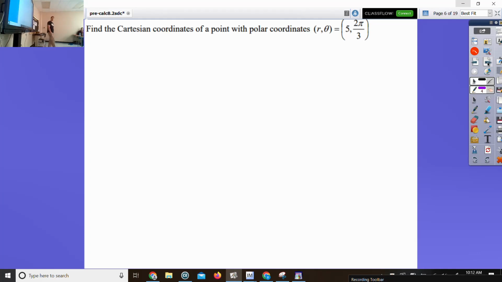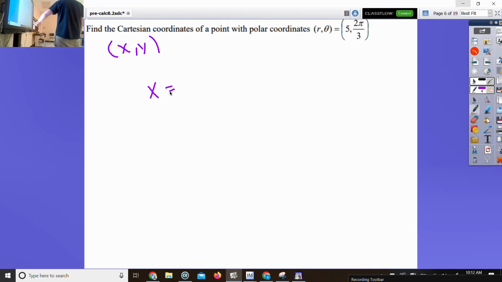Find the Cartesian coordinates. What's that mean, Cartesian? Squares, your x's and your y's. That's what that means. I don't know if that word gets used a lot in school. Most people just call it the x, y axis, don't they? Anyways, find your x's and y's with polar coordinates 5, 2 pi over 3.